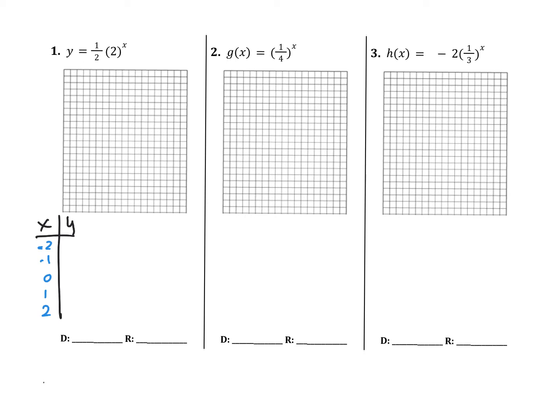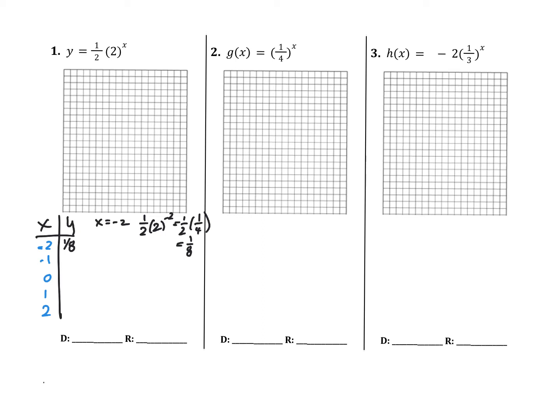So first, I'm going to plug in x equals -2. When x equals -2, we have 1/2 times 2 to the -2nd power, which is 1/2 times 1/2 squared, which is 1/4. 1/2 times 1/4. Remember, when you're multiplying with fractions, you multiply across the top and across the bottom. So that's going to give me 1/8.